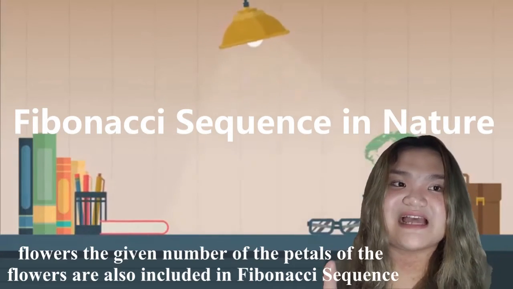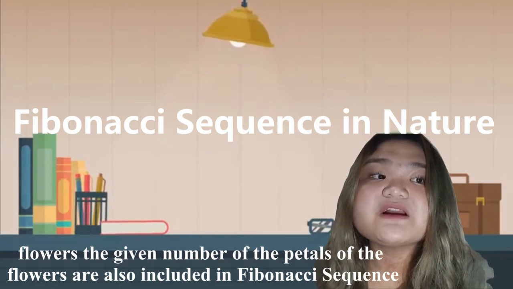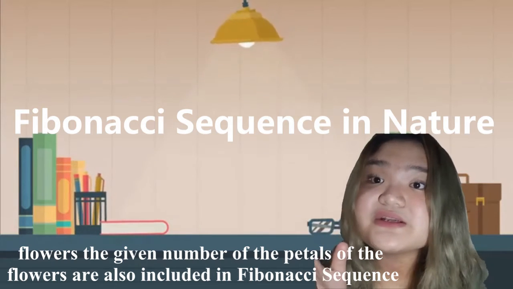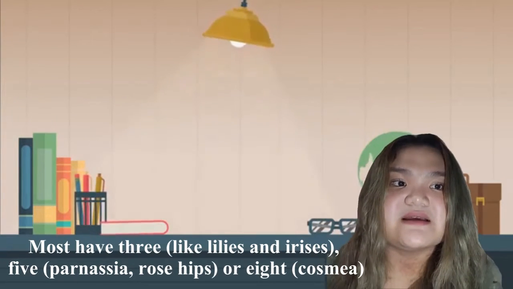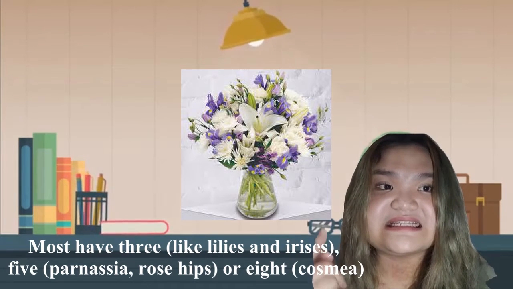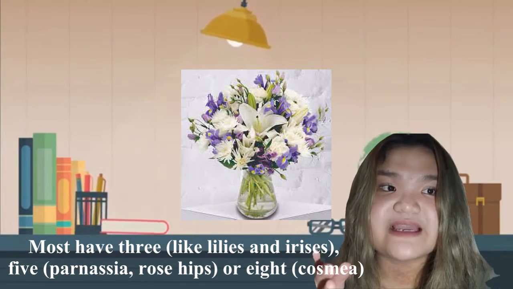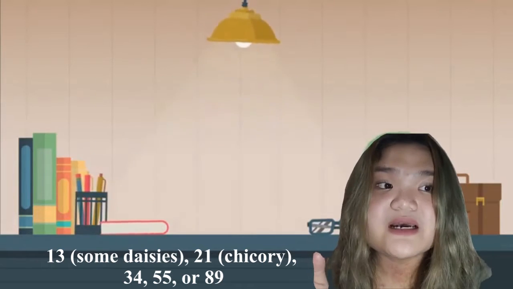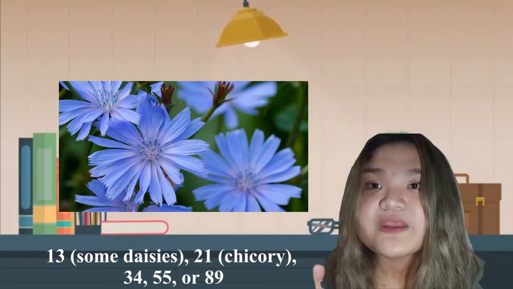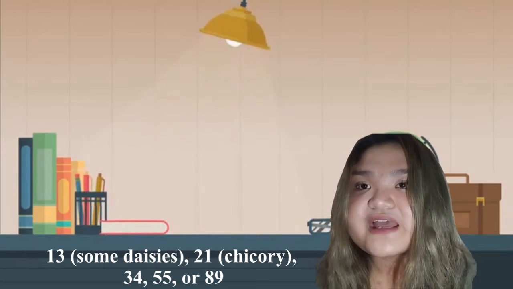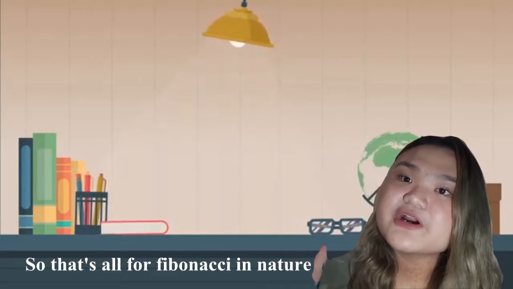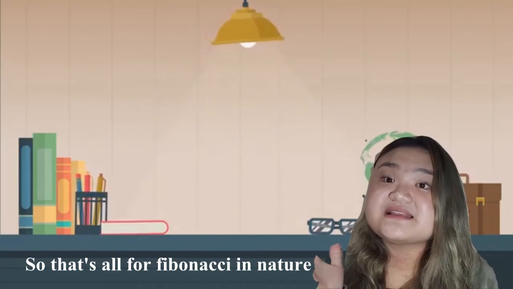As we focus on flowers, the number of petals of the flowers are also included in the Fibonacci sequence. Most have 3 petals like lilies and irises, some have 5 like parnassias and rose hips, or 8 like cosmea, 13 just like some daisies, 21 like chicory, others have 34, 55, and others have 89. So that's all for the Fibonacci sequence in nature.